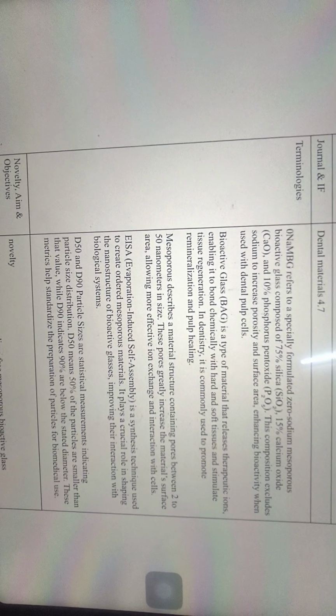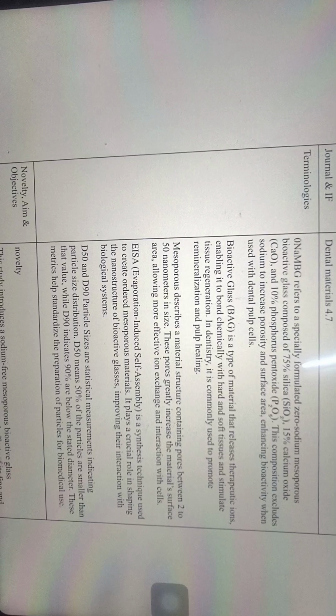D50 and D90 particle sizes are statistical measurements indicating particle size distribution. D50 means 50% of the particles are smaller than the value, while D90 indicates 90% are below the standard diameter. These metrics help standardize the preparation of particles for biomedical use.